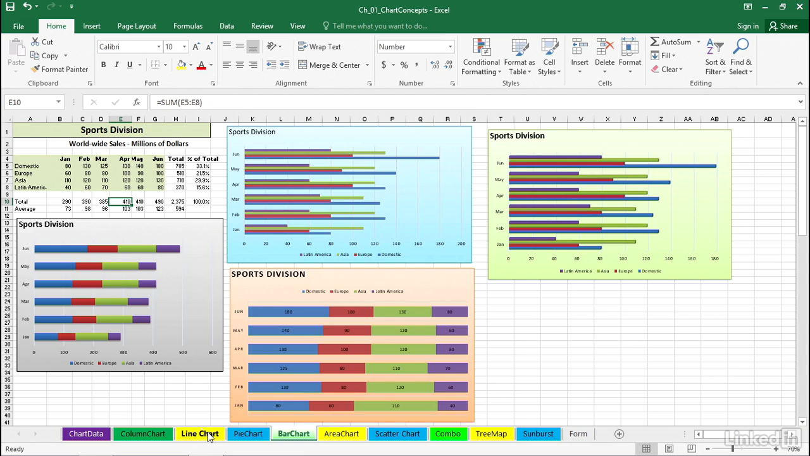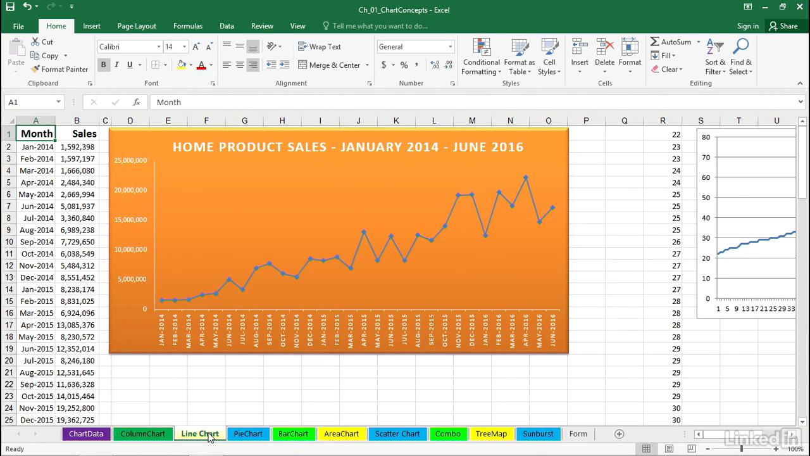Moving back a few sheets, a line chart. Here's a bigger example of a line chart showing a trend over a period of time. Despite the erratic nature of the data, a generally upward trend there.